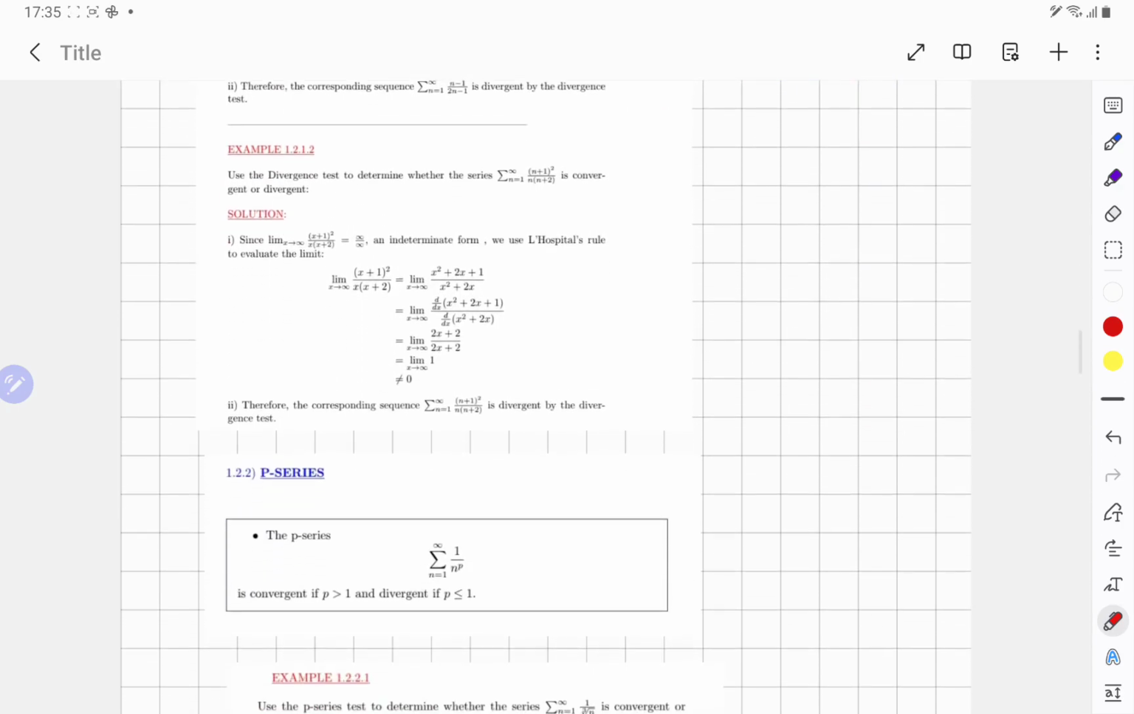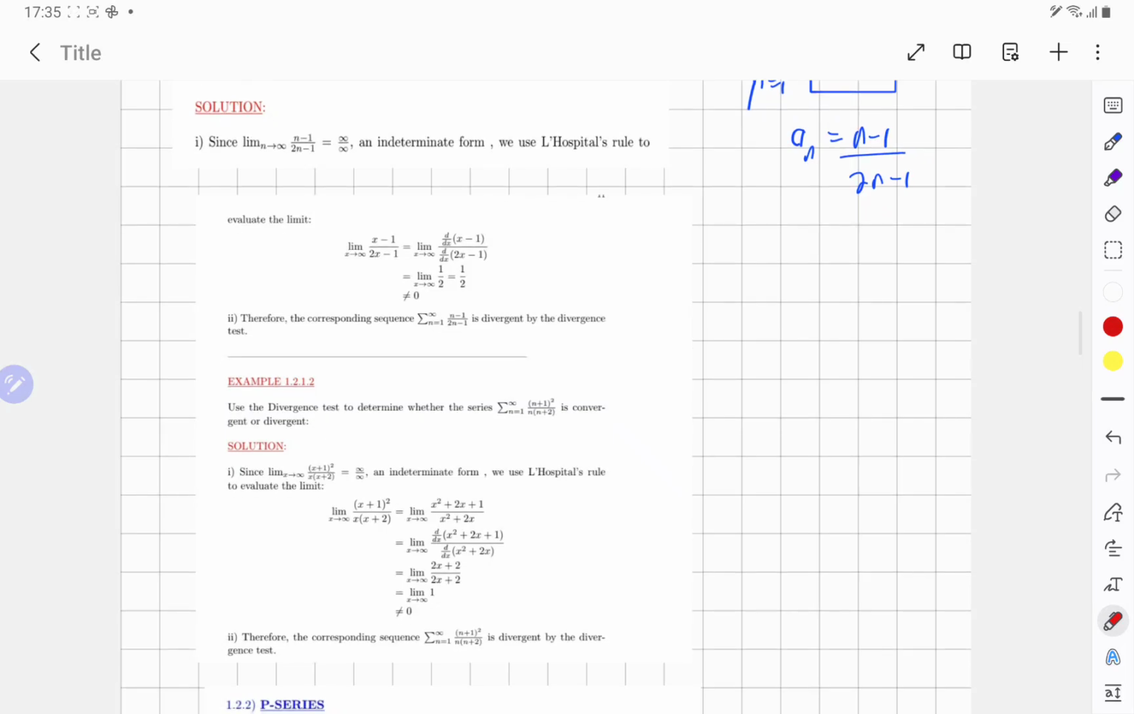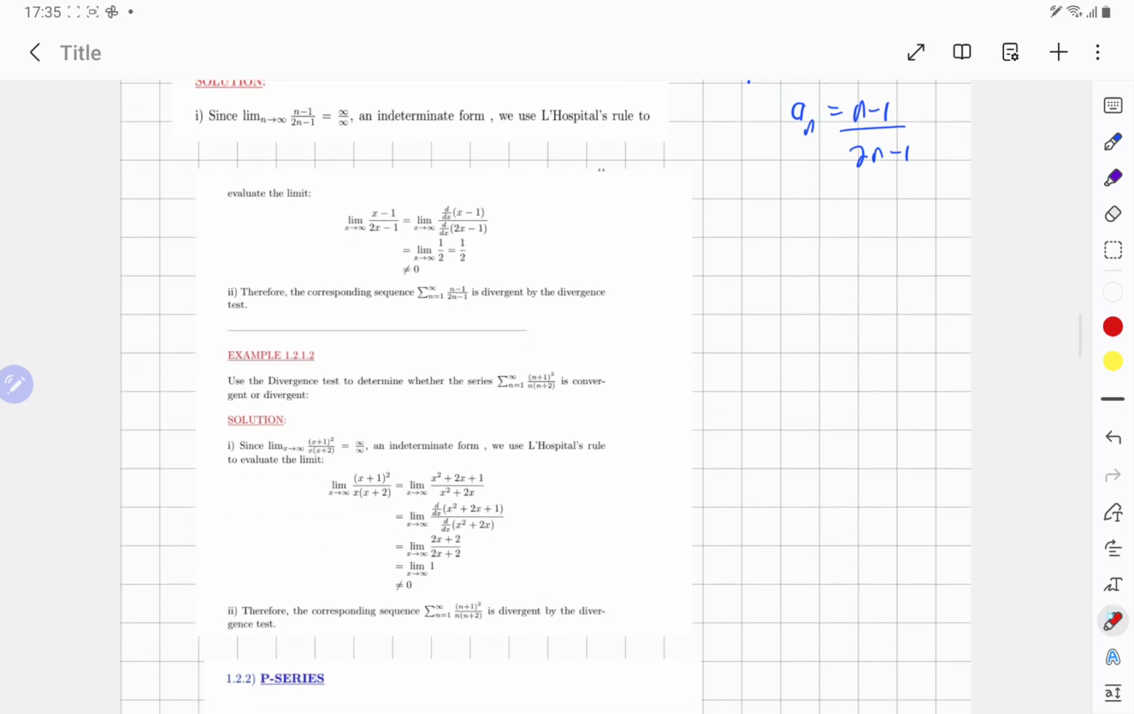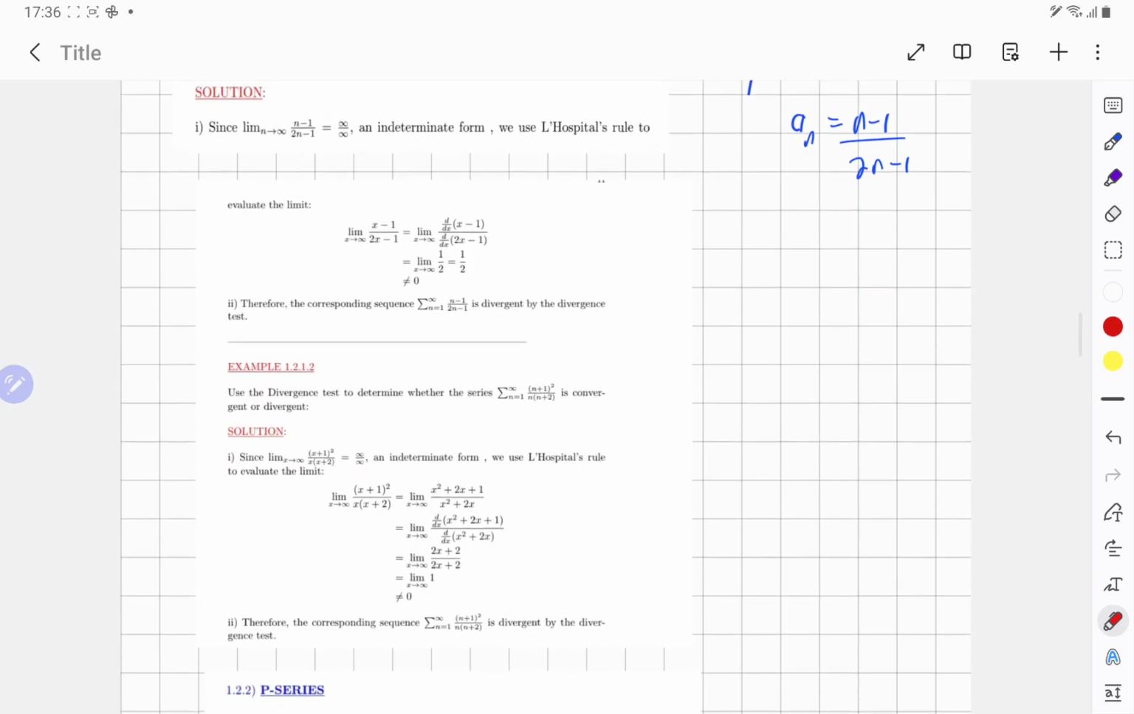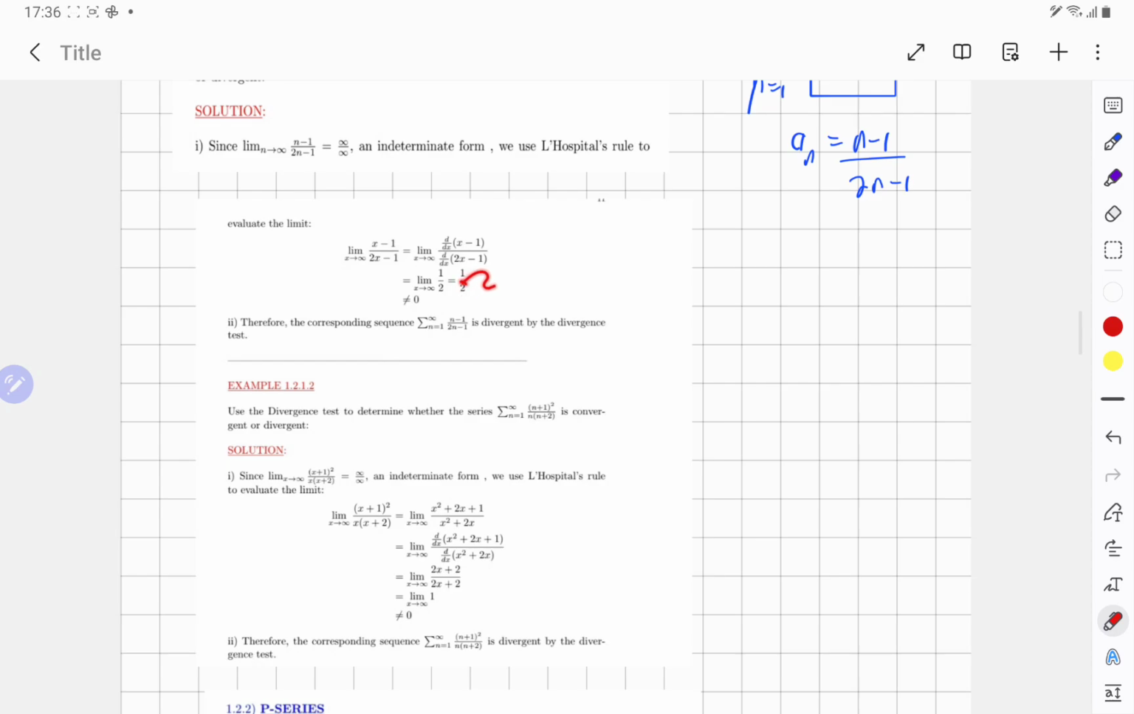Please remember that L'Hopital's rule is going to be very important. If you're not familiar with it, I strongly recommend that you first do those two videos on L'Hopital's rule. For L'Hopital, I need to change my sequence to a function. You have to do it whenever you do L'Hopital. So, how does L'Hopital work? Derive top, derive bottom. When I derive my numerator, I get 1. When I derive my denominator, I get 2. And hence, my limit will be a half, which is not 0.